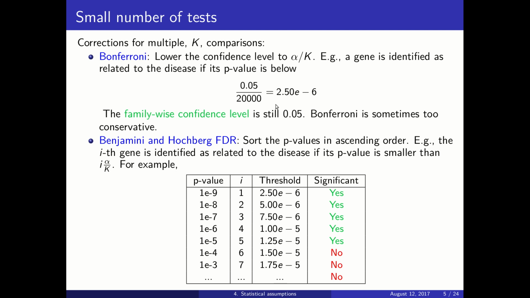So 2.5 times 10 to the minus 6 times 1 stays the same. This p-value is smaller than that, then this gene would be flagged as significant. Then you have 10 to the minus 8, and you have this threshold multiplied by 2. Since the p-value is smaller than the threshold, this is again significant, and you keep on comparing, and at some point, for instance this one, 10 to the minus 4 is not smaller than 1.5 times 10 to the minus 5. So from this point on, all the genes would be flagged as non-significant. And now you can see that we have a much smaller amount of positives and false positives.